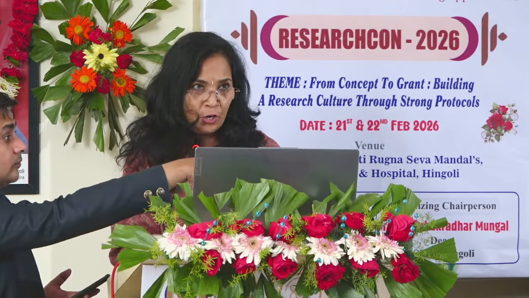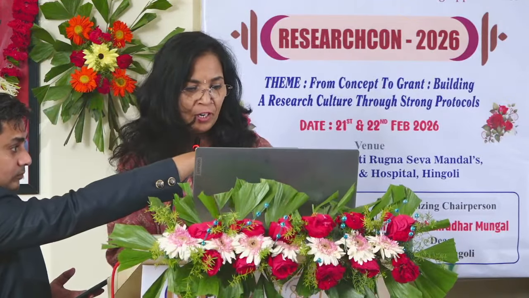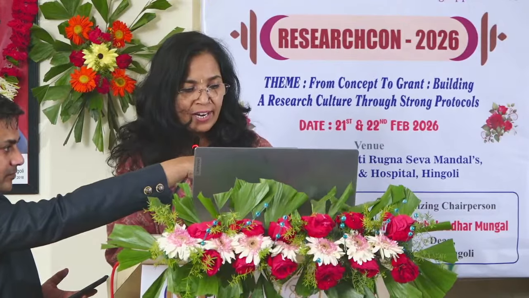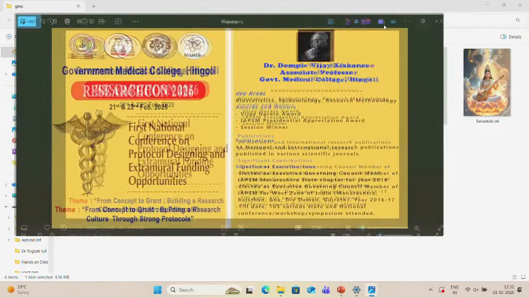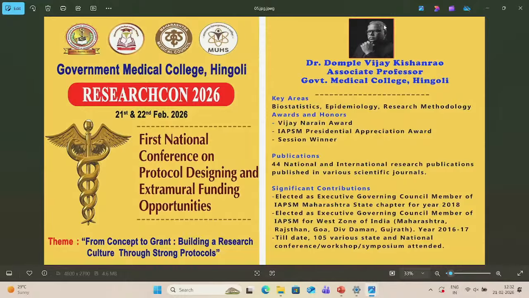Next speaker, Dr. Vijay Dongke, sir, to guide us on which study design to use, a simple guide. I would like to invite Dr. Ganesh Manukar, sir, and Dr. Shakil Kasi, sir, on dais to chair this session.